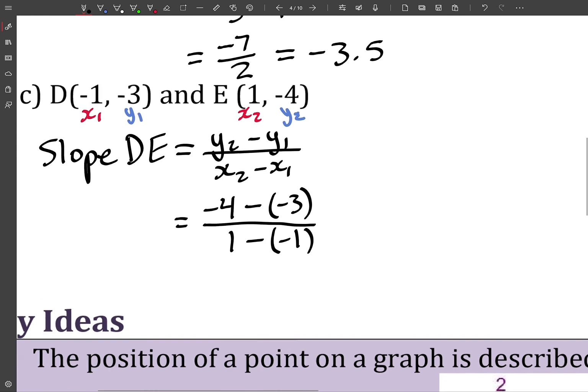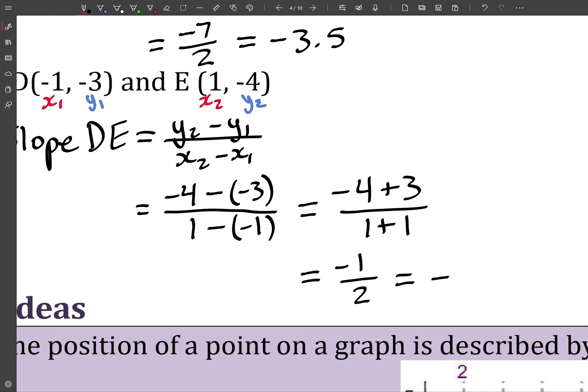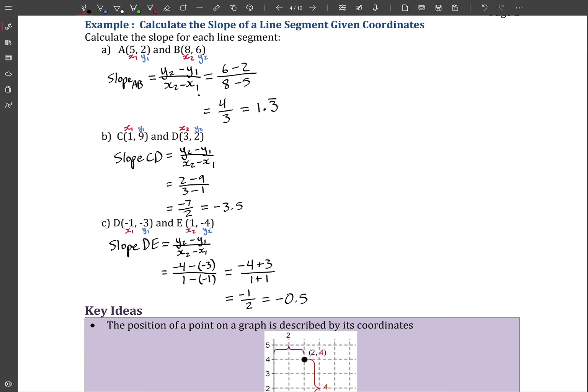Now be careful here. Negative 4 minus negative 3, that's the same thing as negative 4 plus 3. Minus negative is plus. 1 minus negative 1 is 1 plus 1. Be careful, or just make sure you know how to put it in your calculator. Negative 4 plus 3 is negative 1. 1 plus 1 is 2. So this is negative 1/2, or if you prefer, negative 0.5. So these are my answers.